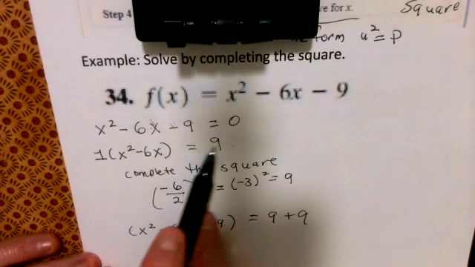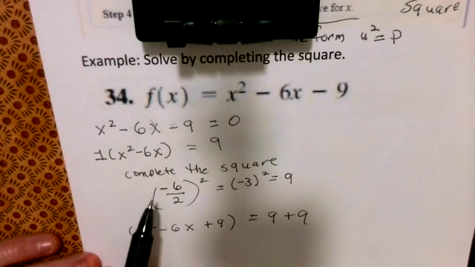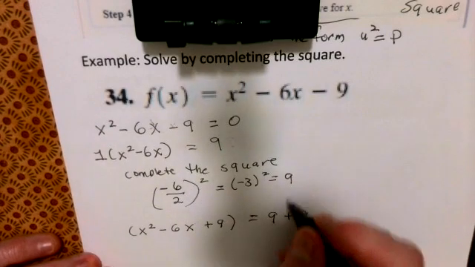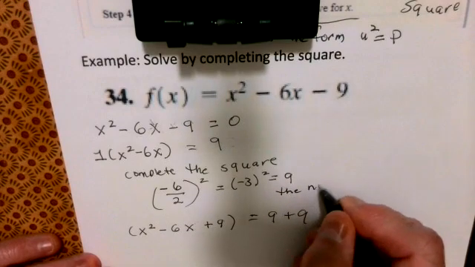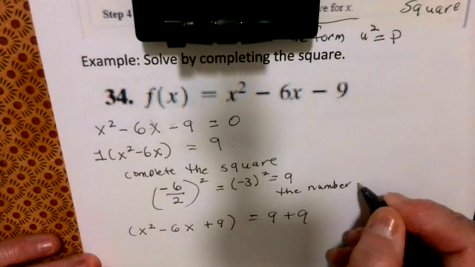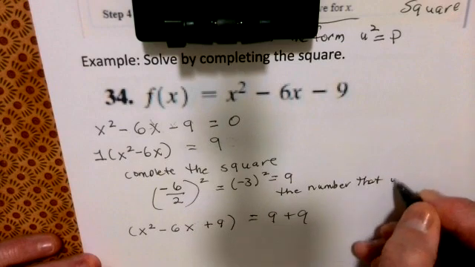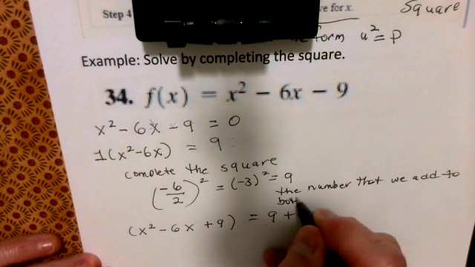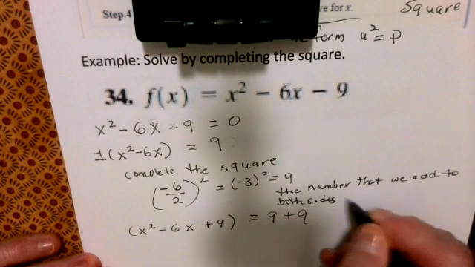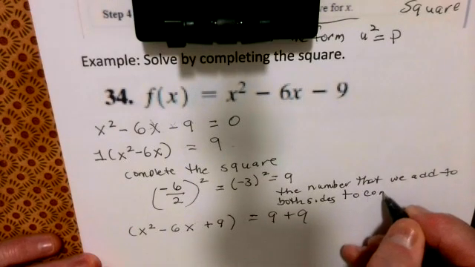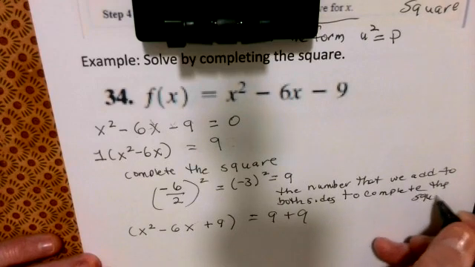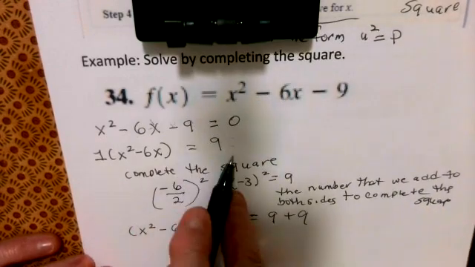So what I did was I put the 9 on the other side, and then I take half of this coefficient, divide it by 2, and square it. This is the number that we add to both sides to complete the square. Okay, so I'm adding it to both sides. There was already a 9 there. The number to add to both sides is 9.